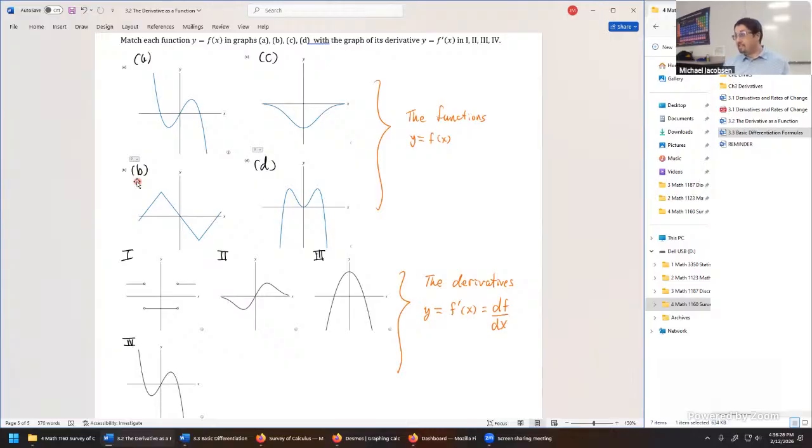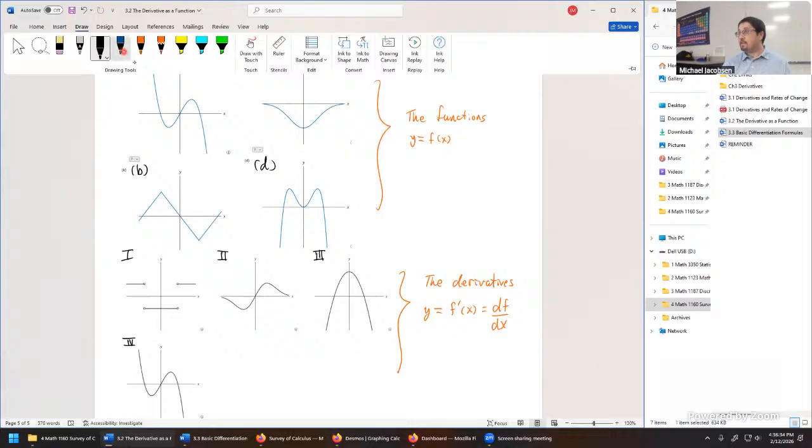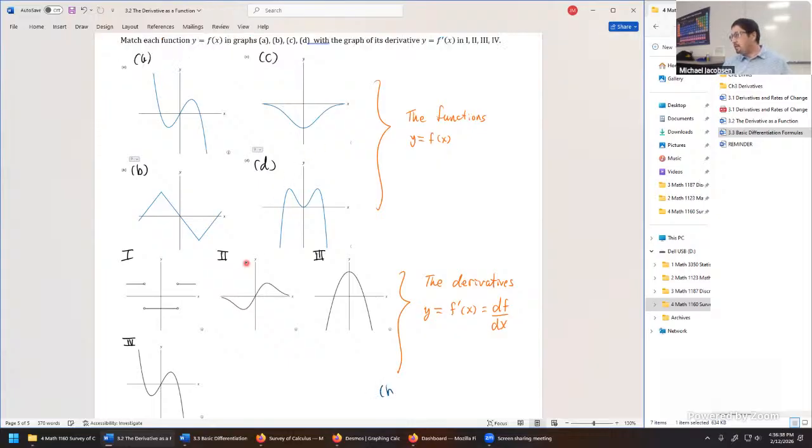Yeah, absolutely. This is the right graph. So we can say, let's see, how would we answer this? I'll just say B corresponds to I. So if this is our function y equals f of x, we have a positive derivative here that corresponds to this positive value, and it's the same all the way through here. And that's why it's the same through here as well.